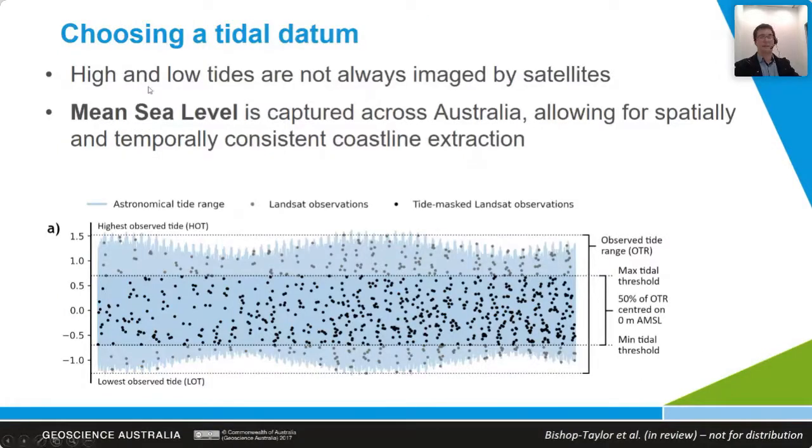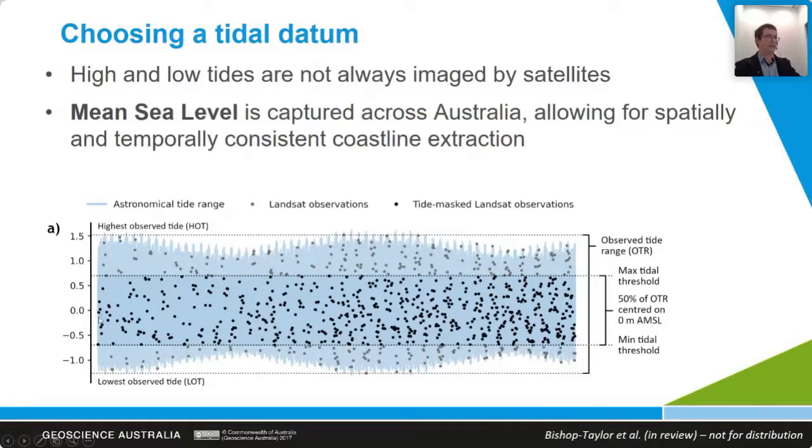So the first question in the second phase of work was to work out what tide we want to look at. If we're going to look at one tide through time, which one makes sense? I talked about in the previous slides how high and low tides aren't always captured by satellites, which is a really tricky problem. So high and low tide really aren't a suitable tide datum to use for this, but mean sea level is nicely captured across the whole coastline of Australia.